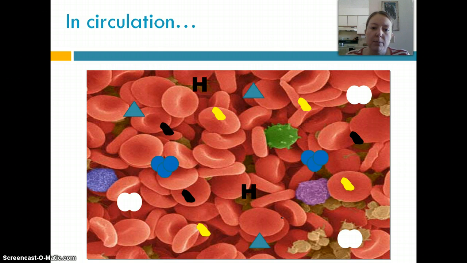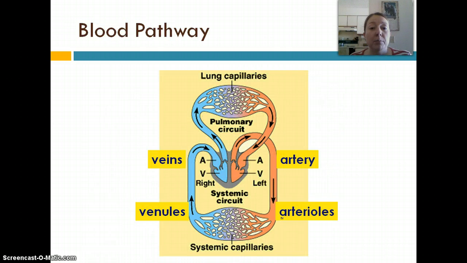So let's look at the big picture right now, the blood pathway. If you orient yourself in the very middle, you can see the right side, oxygen poor, and the left side, oxygen rich. Up here are lungs, so this has to be our pulmonary artery, carrying blood to the lungs to be oxygenated, and our pulmonary vein, carrying it back to the left atrium.